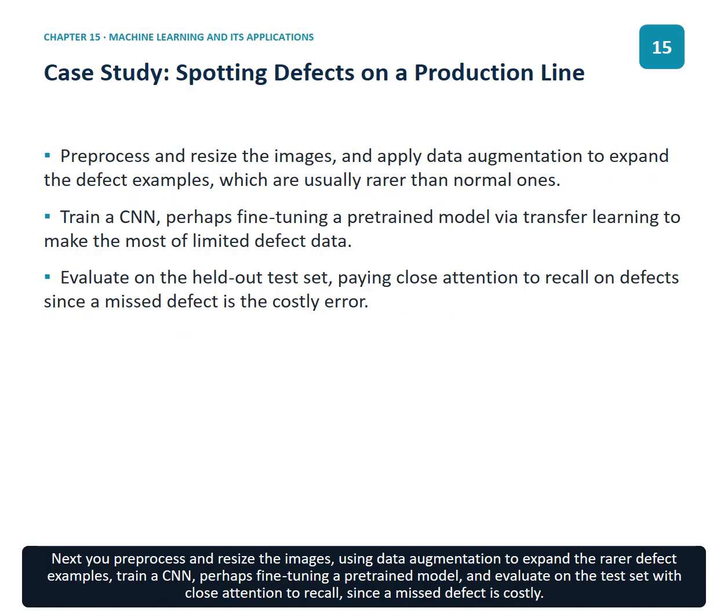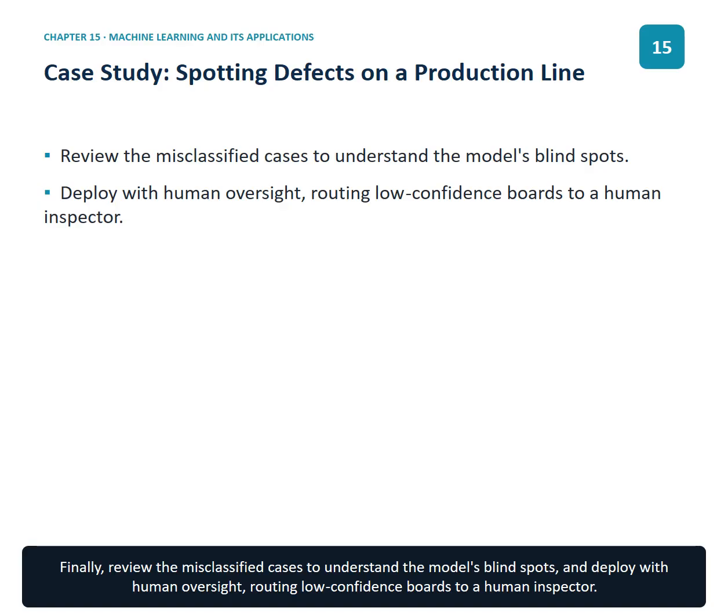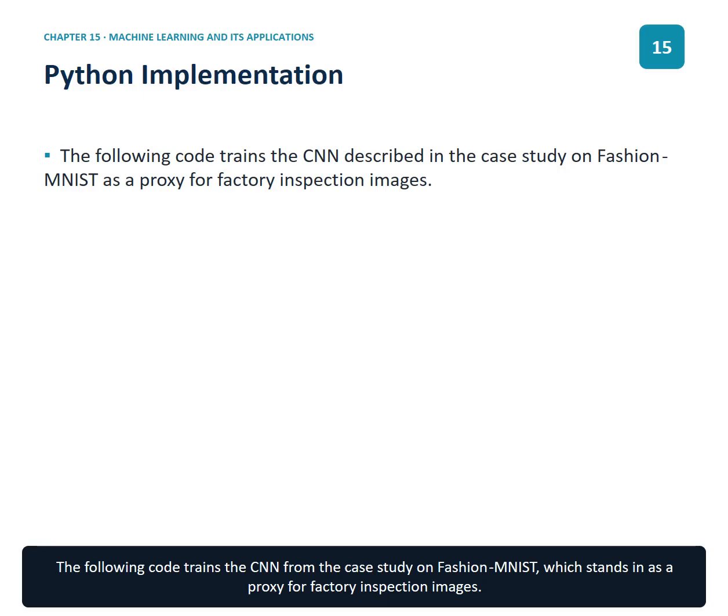Next, you preprocess and resize the images, using data augmentation to expand the rarer defect examples. Train a CNN, perhaps fine-tuning a pre-trained model, and evaluate on the test set with close attention to recall, since a missed defect is costly. Finally, review the misclassified cases to understand the model's blind spots and deploy with human oversight, routing low-confidence boards to a human inspector.